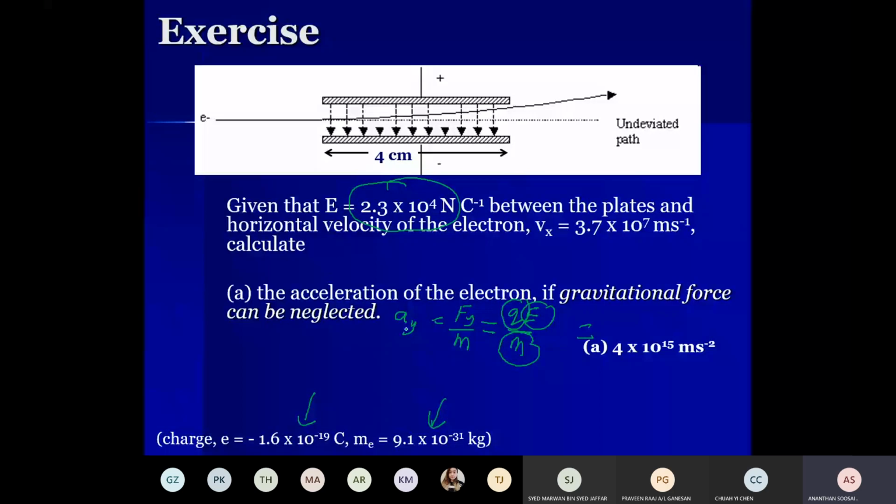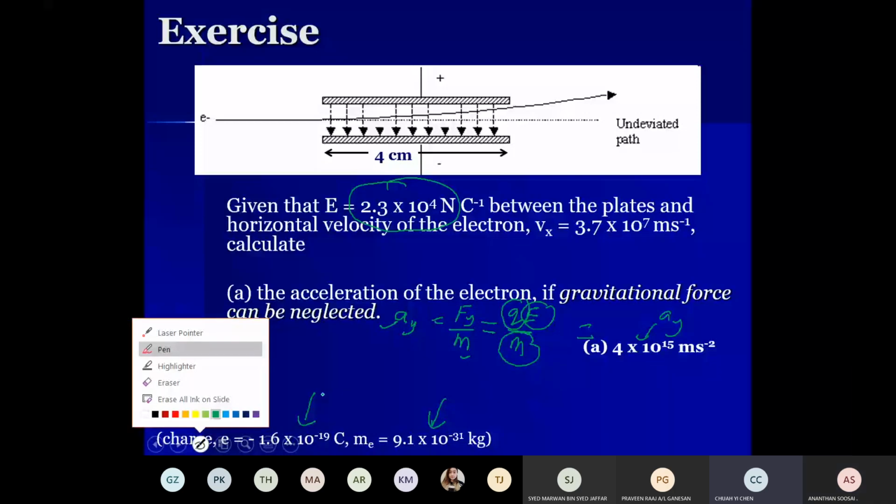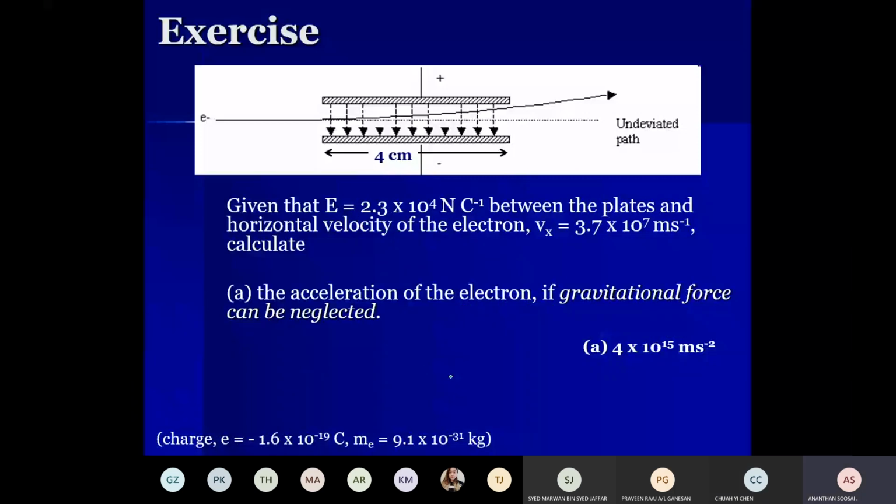Okay, so this is the technique. A is F over m, you know this before. F is something new: QE, charge times electric field, you can get the force. Okay, got acceleration. And remember, this acceleration is your AY value, vertical acceleration. Okay, let's continue. Do we need to consider the negative sign on the charge of electron? No need. Okay, now let's continue.